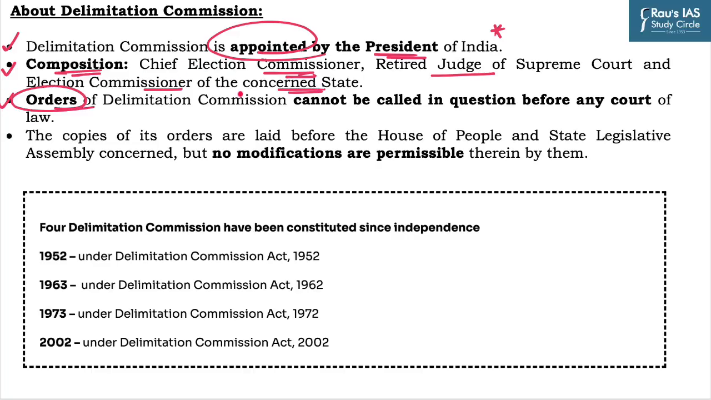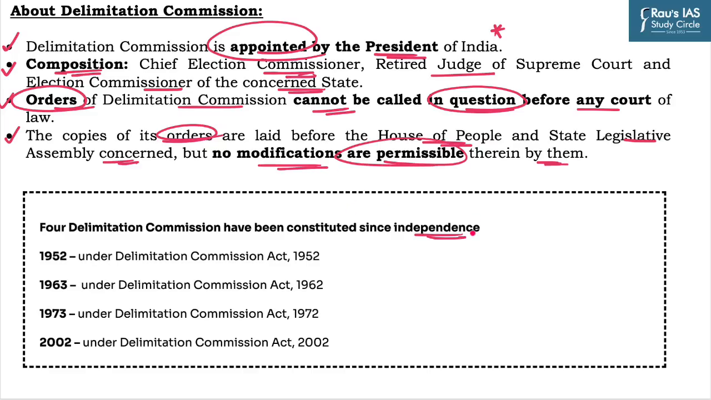Further, the orders of the Delimitation Commission cannot be called in question before any court of law, including the Supreme Court. And the copies of its order are laid before the House of the People and the concerned state legislative assembly, but no modifications are permissible by them. And since independence, only 4 delimitation commissions have been constituted. And that was in the years 1952, 1963, 1973 and the last one in 2002. The key points which we have discussed in this particular slide are important for prelims exam.